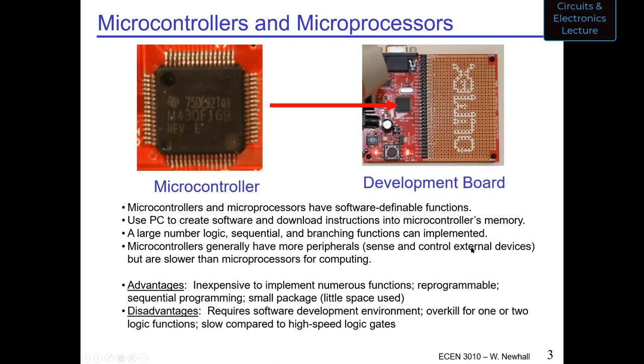A microprocessor, again, runs really fast. It does computations and puts results in memory and to a video card so you can see it on the screen. So if you want to sense and control, you're probably going to use a microcontroller. If you want to crunch numbers and do video displays and run MATLAB, it's probably a microprocessor that you're using.